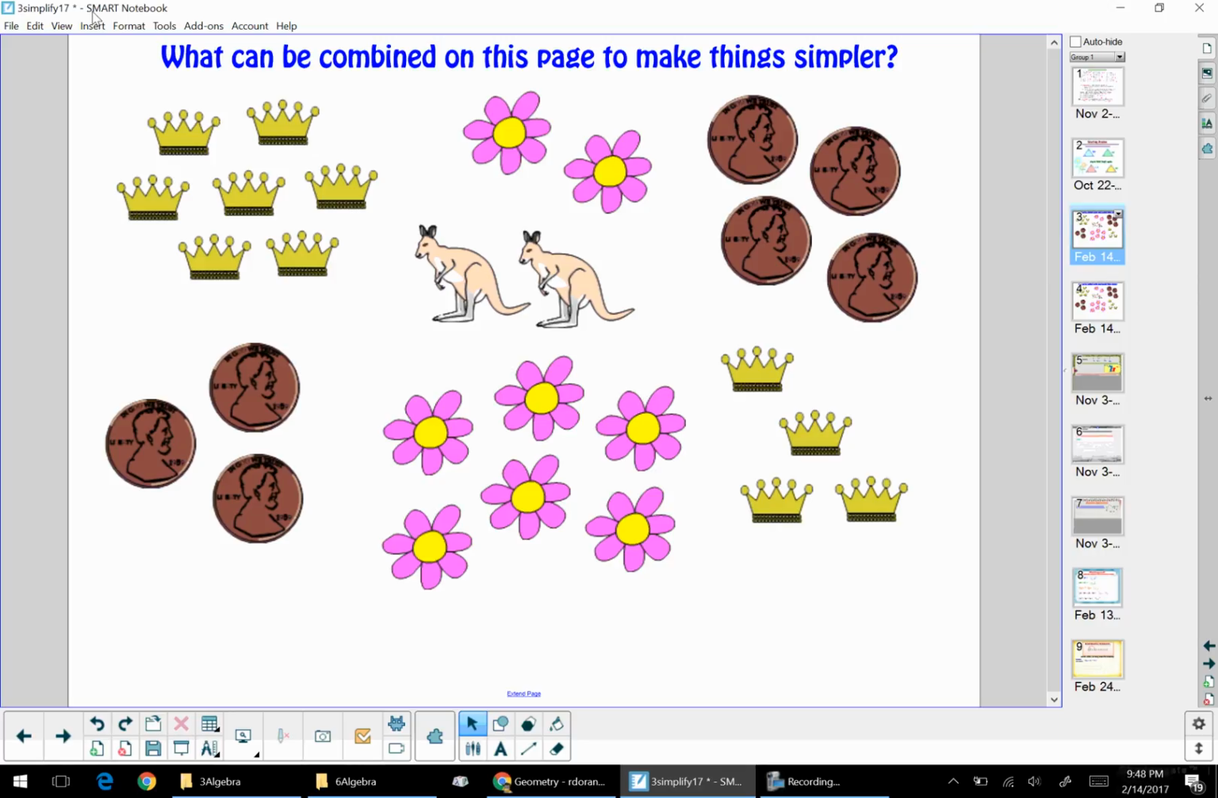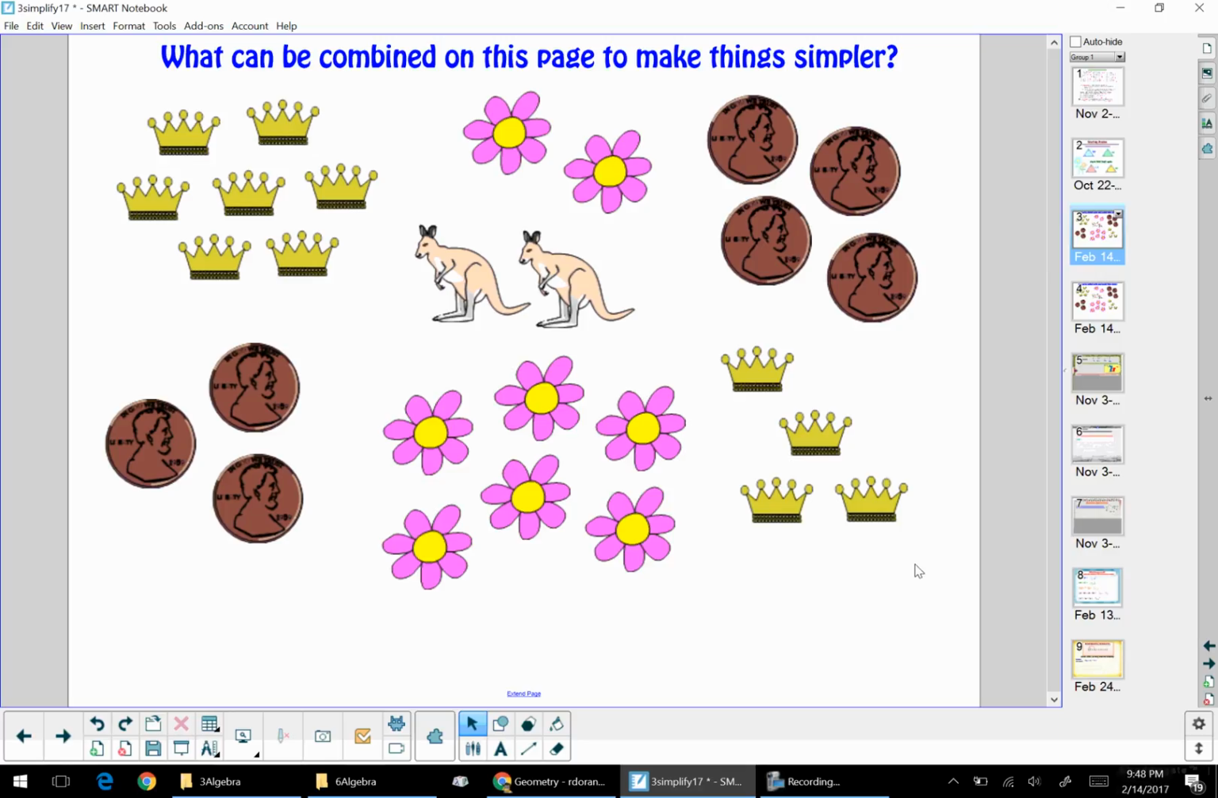Why not? So if I want to make this page simpler, the idea is I want to group together things that we would likely group. So if I'm taking a look at this, what do you think we could group on this page? Hopefully you're saying to yourself, well, of course we can combine the pennies because both of those groups are pennies, right? I can combine my crowns over here with the crowns down here because they're both crowns. Kangaroos, sorry, you guys are out. But the flowers, I can combine those two.